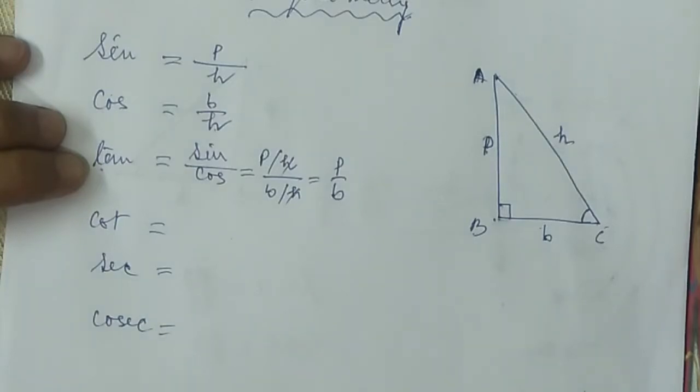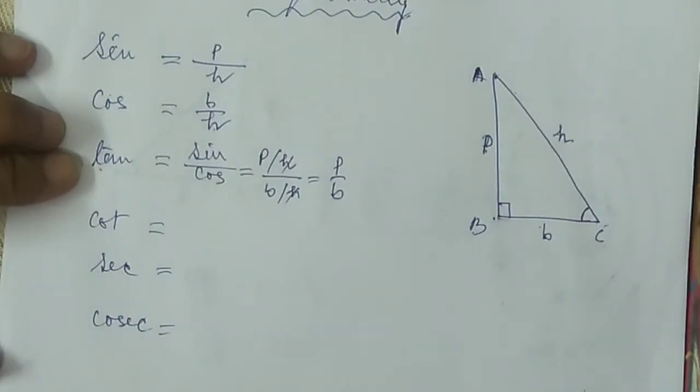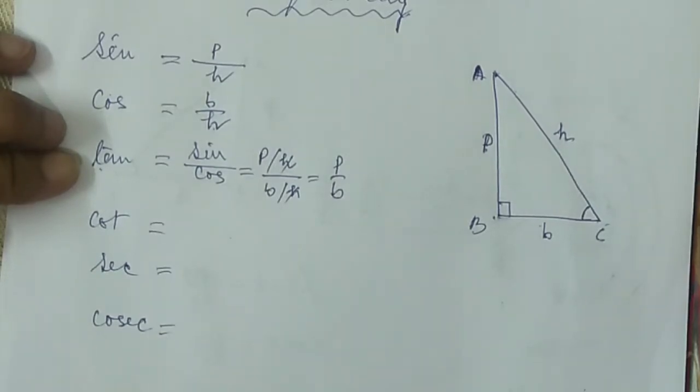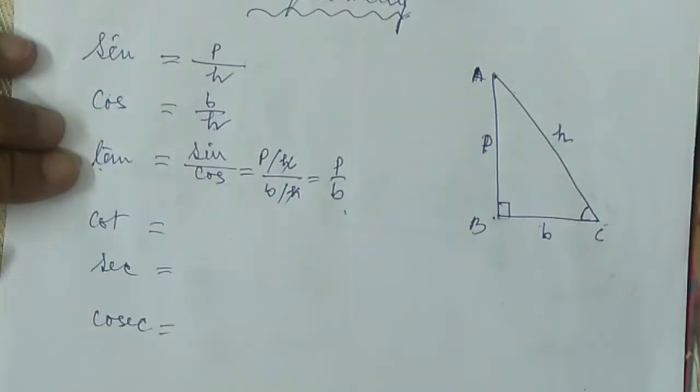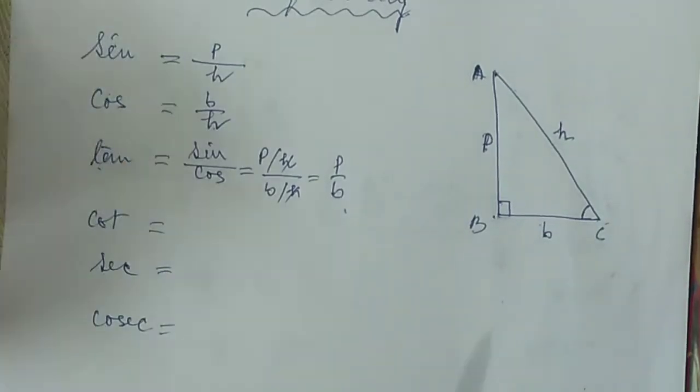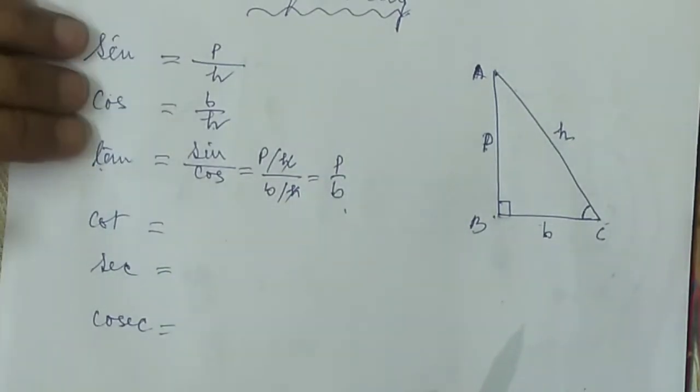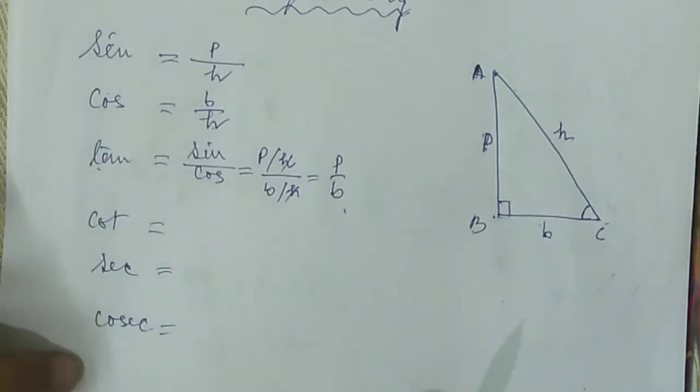Next one, from the word tightly, T means tan. From the word pulled, we'll take P. From back is B. So tan is equal to P by B. That's also you can learn. Just you need to learn only these three ratios. Others will come automatically.